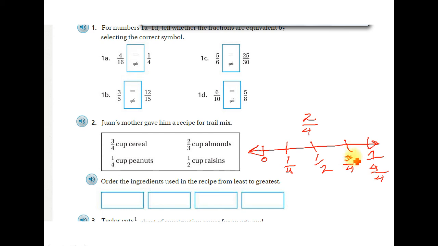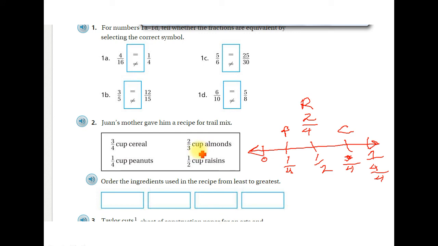Again, it's harder for me to write on this computer. You guys will have better handwriting than Mr. Music. Alright, so 3/4 cup of cereal. So the cereal is going to go here, 3/4. I'm going to put a C for cereal. Peanuts, going to go here at 1/4, so I'm going to put a P for peanuts. I don't have thirds, so I'm going to go to the raisins first. And raisins are 1/2 a cup, so that's right here. I'm going to put an R for raisins. So we have peanuts, raisins, and cereal.